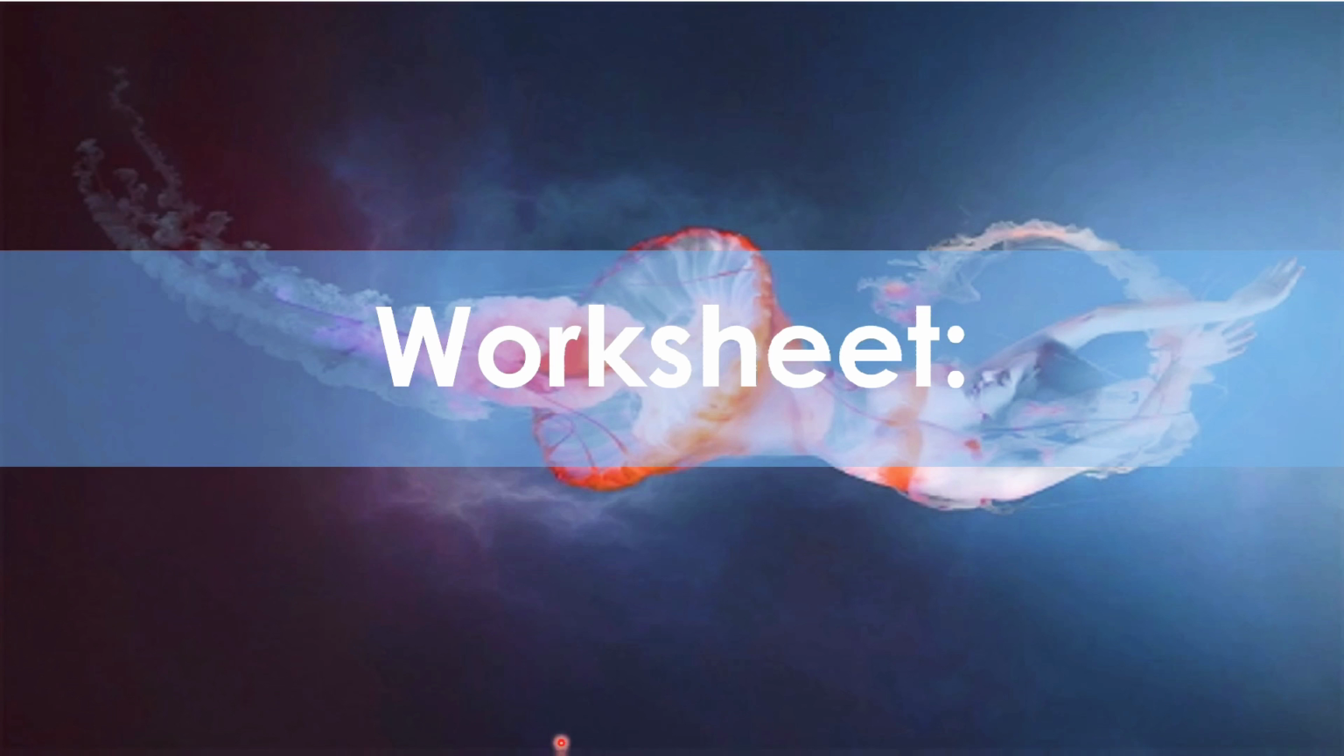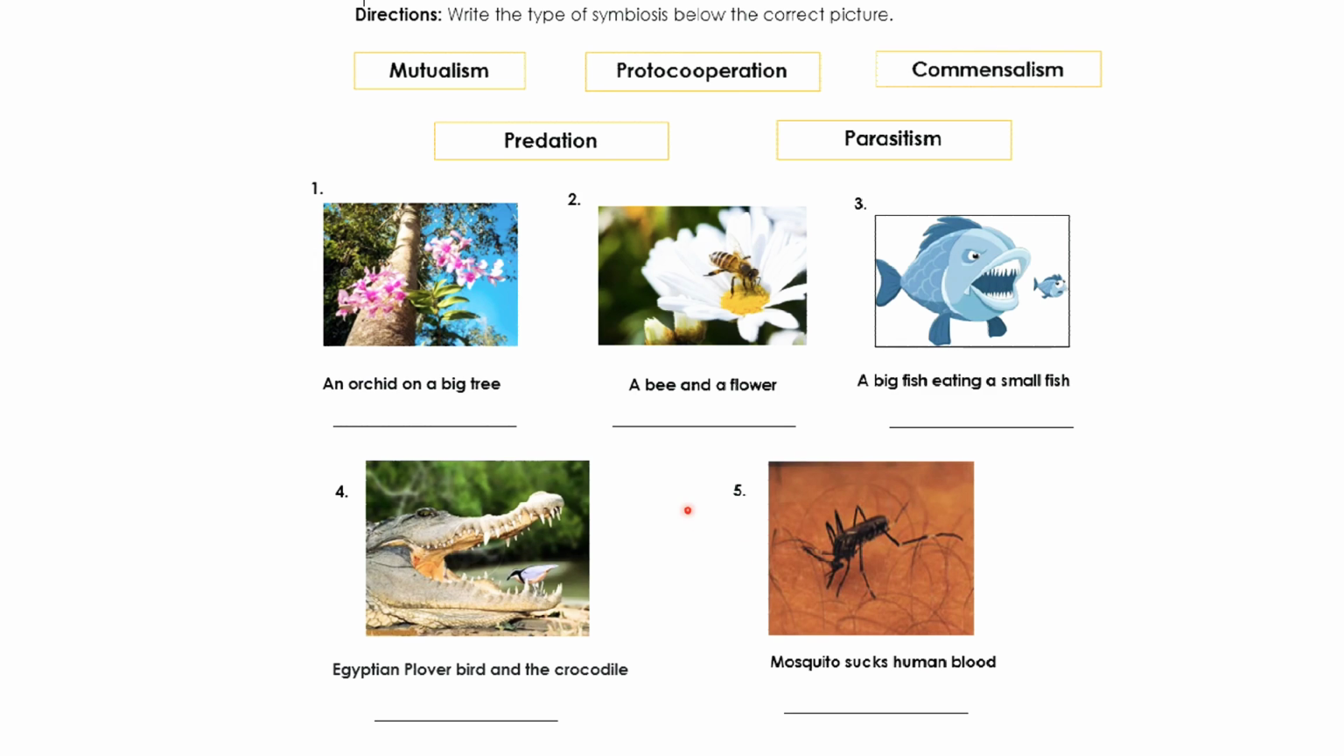And so this would be your worksheet for today. I want you to answer this one. So we have mutualism, proto-cooperation, commensalism, parasitism, and predation. Okay, for number 1, what is the relationship of the orchid on a big tree? For number 2, a bee and a flower. For number 3, a big fish eating a small fish. For number 4, the Egyptian plover bird and the crocodile.